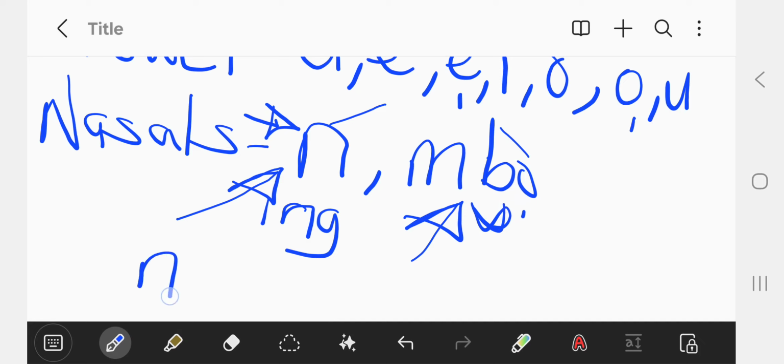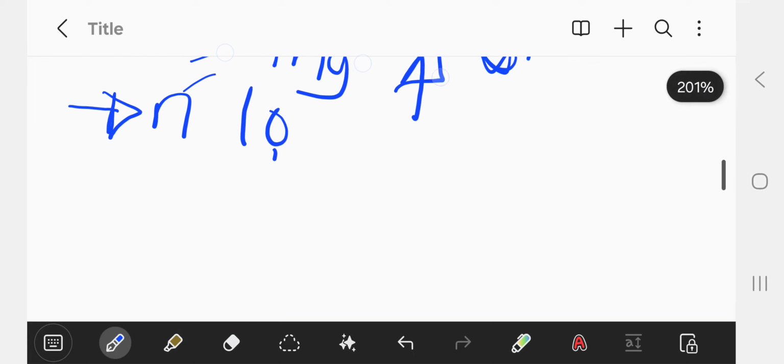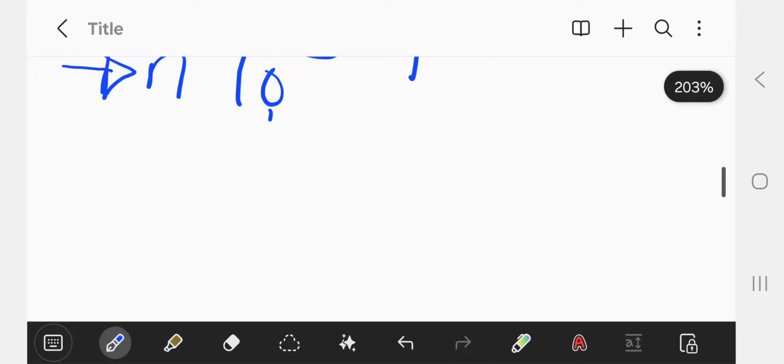So lo, I am going. So this nasal sound also takes the tones that we have in the Yoruba language. So having this in mind, then let us move on.